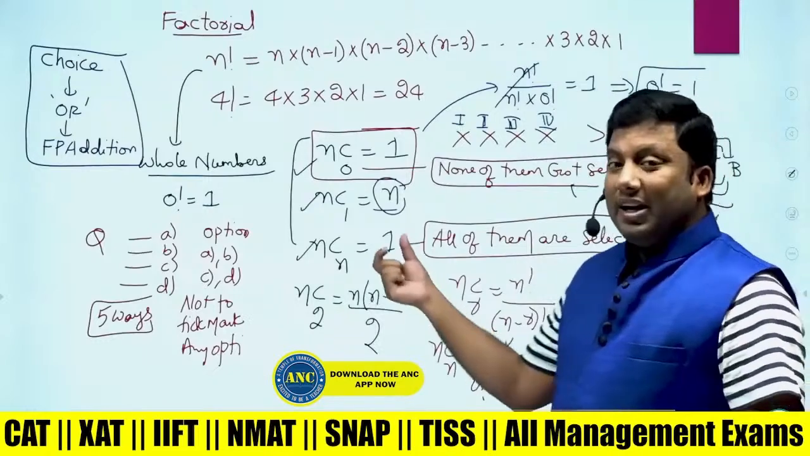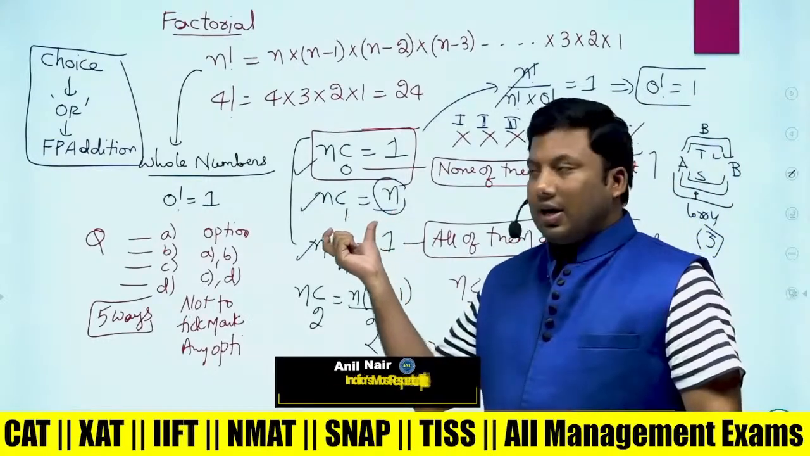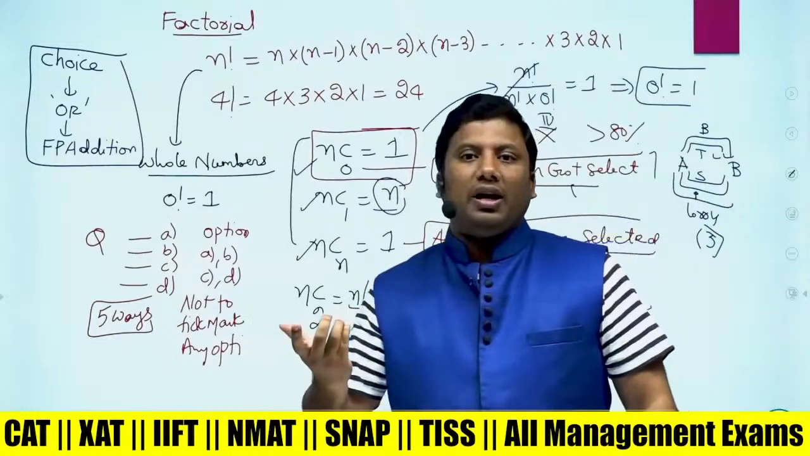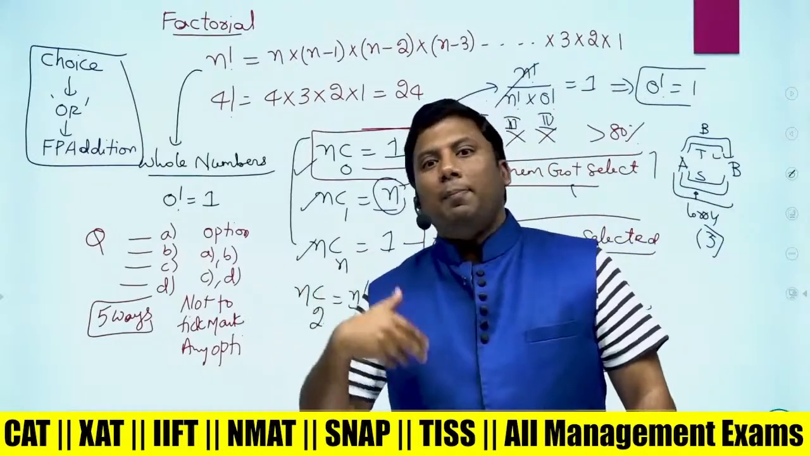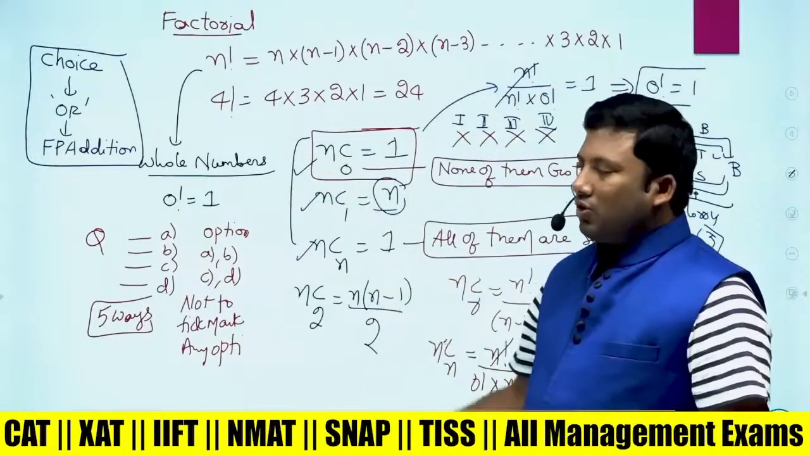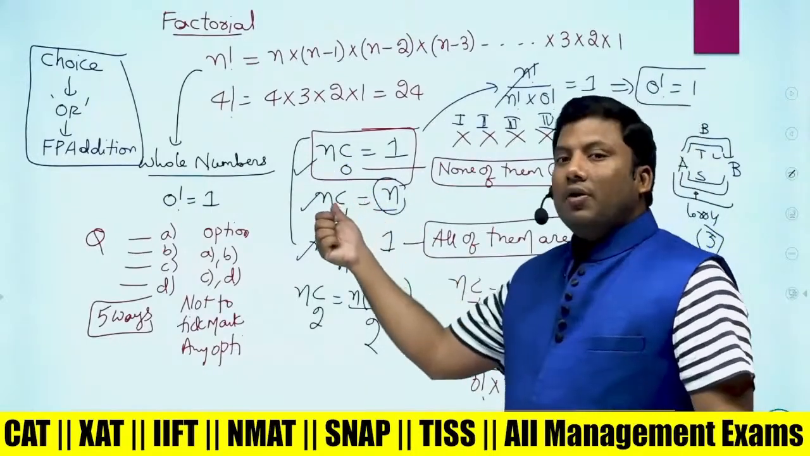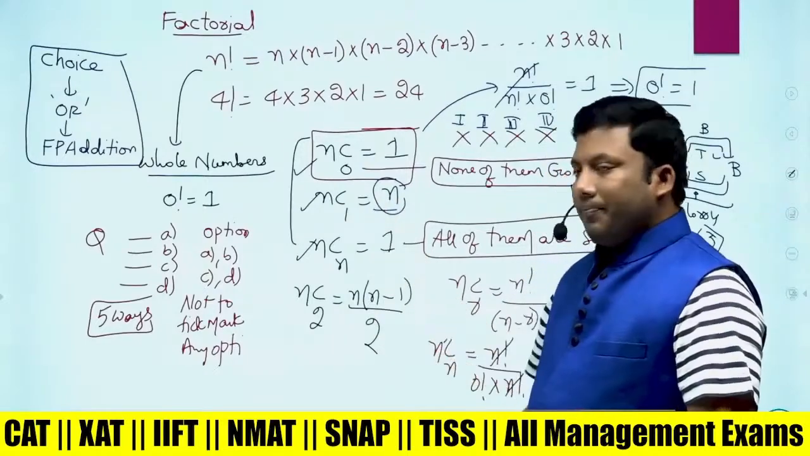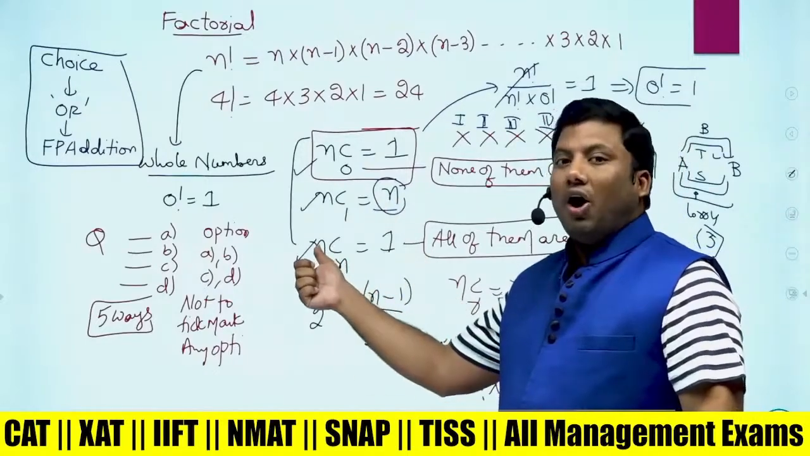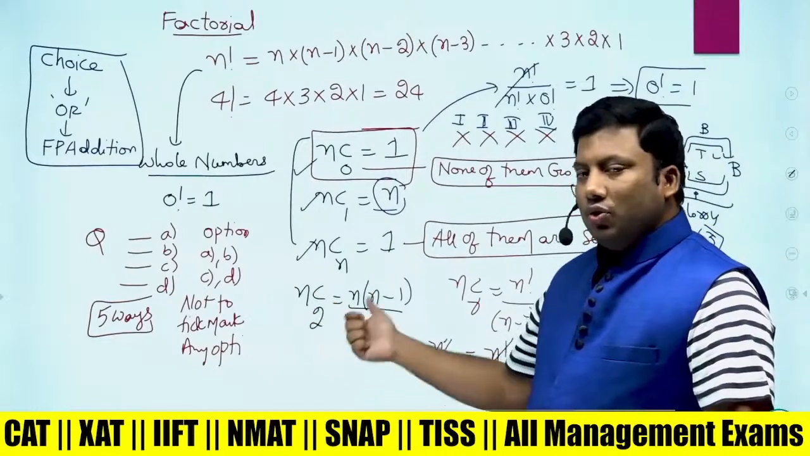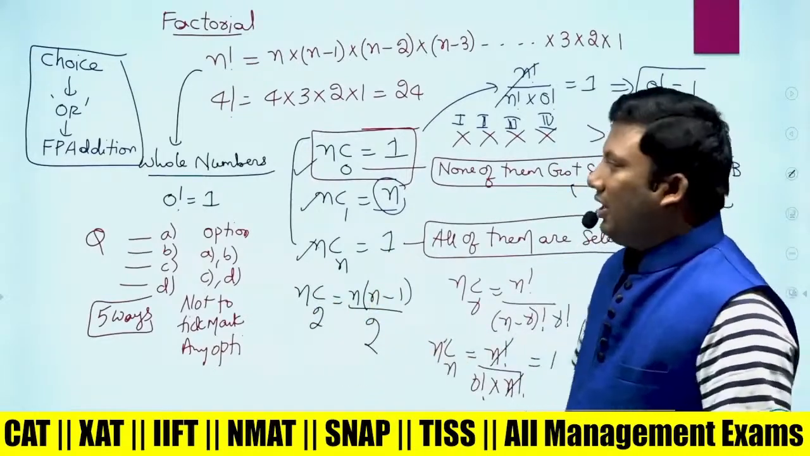Again, I am repeating these fundamental key points, sir, because factorial related problems are extremely important and they are derived from NPR and NCR. Not selecting any, there is only one way. Selecting 1 out of n, first or second or third, it is n. Selecting all out of all, it is 1. NC2 is n into n minus 1 by 2.